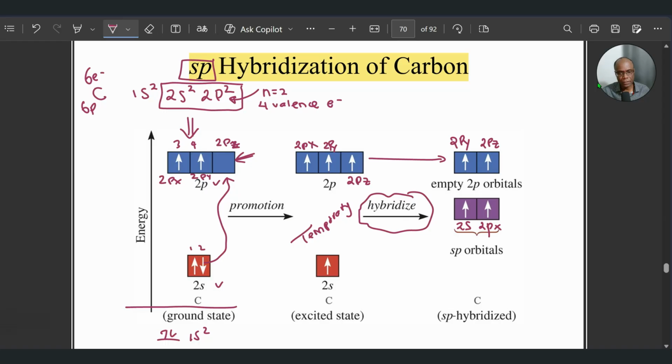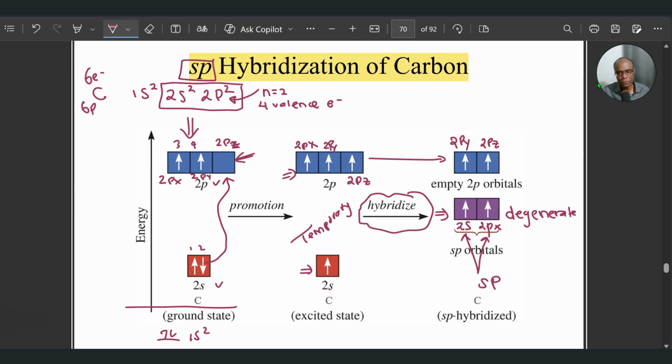When 2s mixes with 2px, their energies will be averaged. See how 2px is high there and 2s is down here. They'll meet somewhere in the middle, and those two become the same energy. We call that degenerate. So focus on the orbital types that were mixed. It's an s and a p.